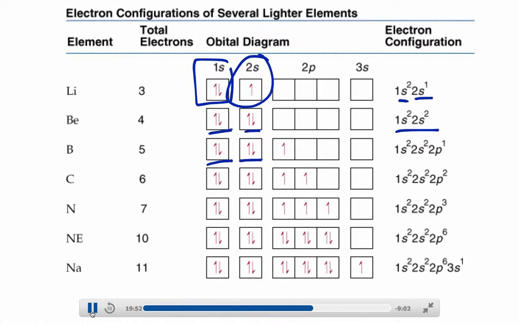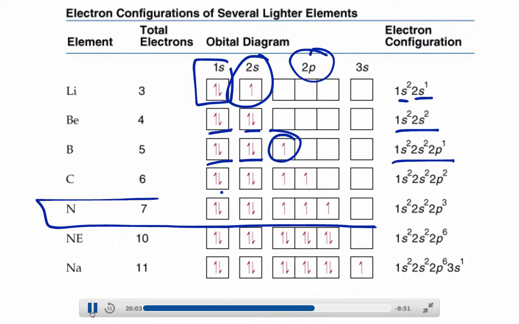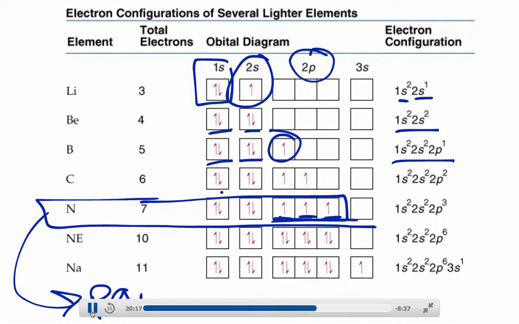1s2, 2s2, 2p1 is our electron configuration for boron. We have carbon, we have nitrogen. An important thing about nitrogen, by the way, is that once you have one electron in every available suborbital, there's actually a level of stability with that. So just as a side note, if you have a half full subshell, this is called paramagnetic, and there's some level of stability with that.